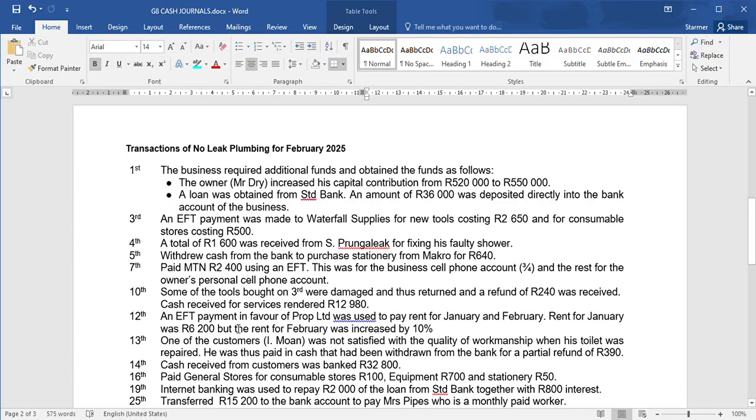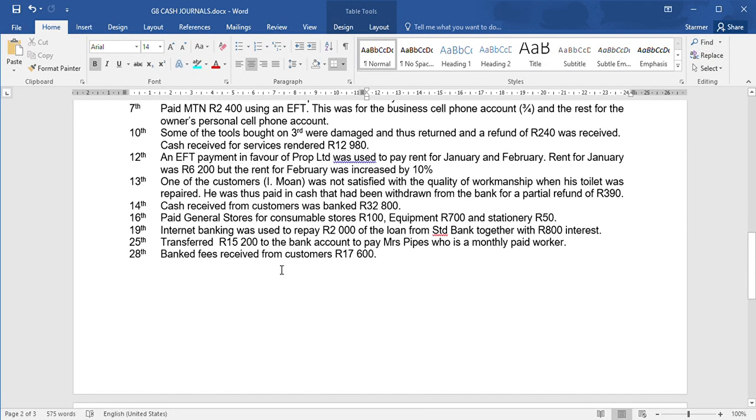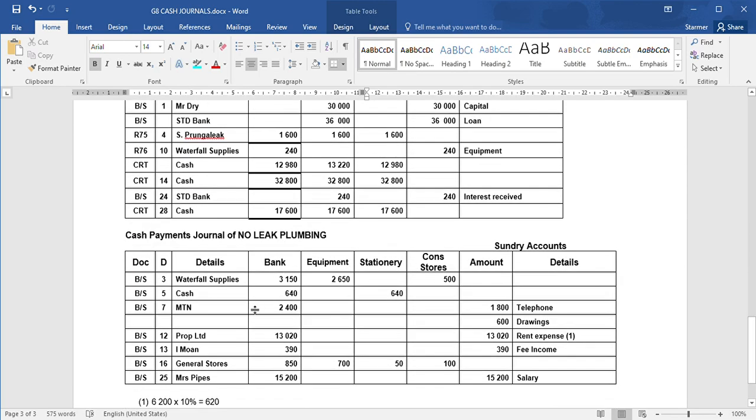Okay, the next one. Withdrew cash from the bank to purchase stationery from Macro. You're paying money. You withdrew cash, so here you write cash because that's how you get the money from the bank. You could write Macro here if you wanted to. And the amount was 640 and it was for stationery. I use my stationery column and I leave sundry accounts empty.